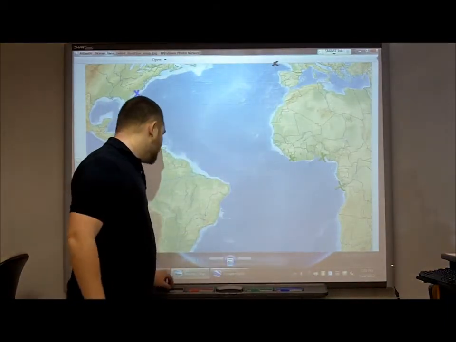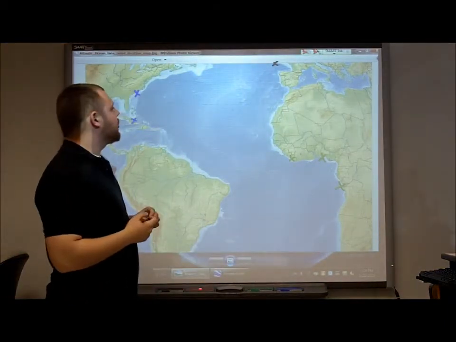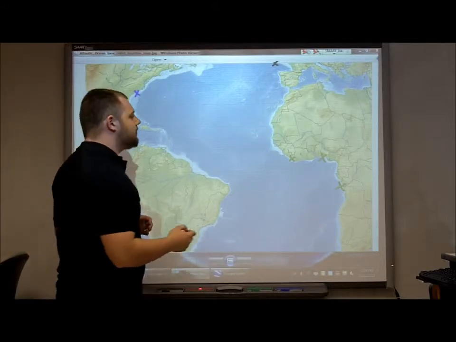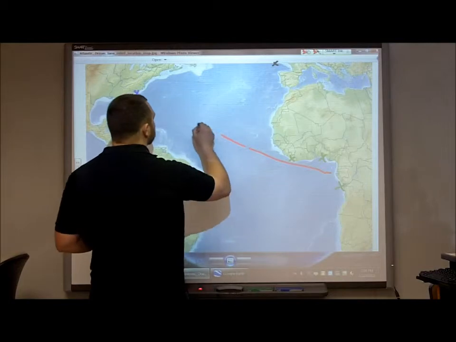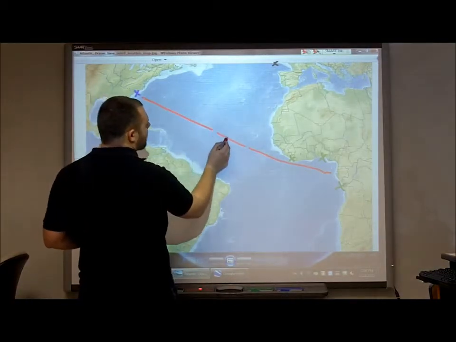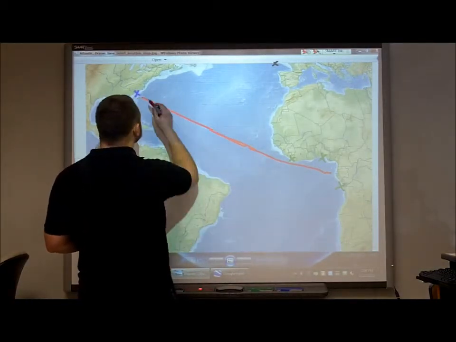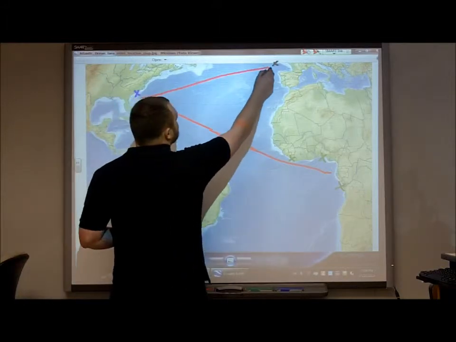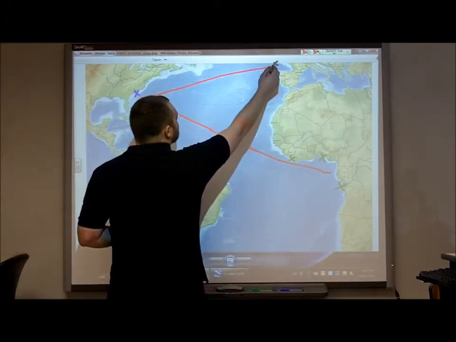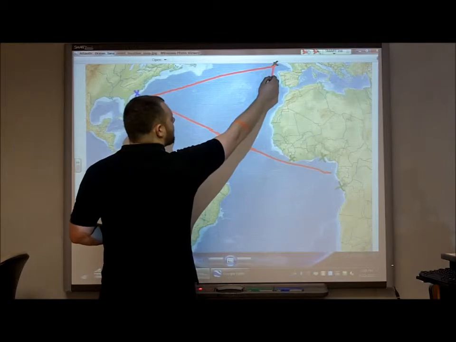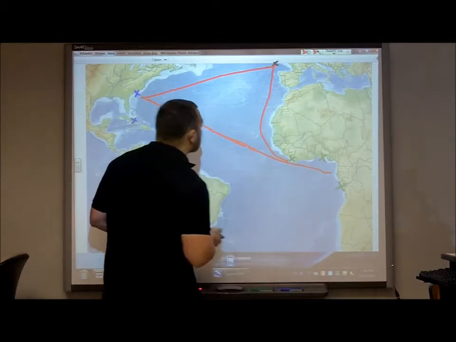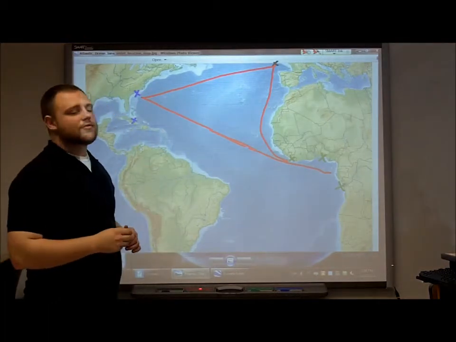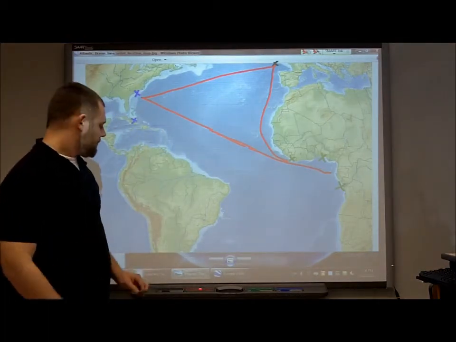Now using the red marker, I'm going to draw the triangular slave trade. The slaves were captured in Africa, sent to the Americas, the revenue was taken to England, and the revenue was sent back to Africa to trade for more slaves. And there you can see the triangular slave trade with the major parts.